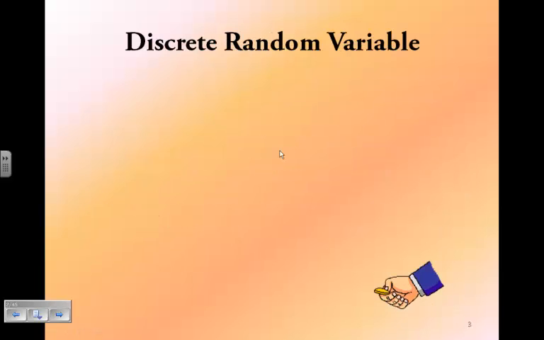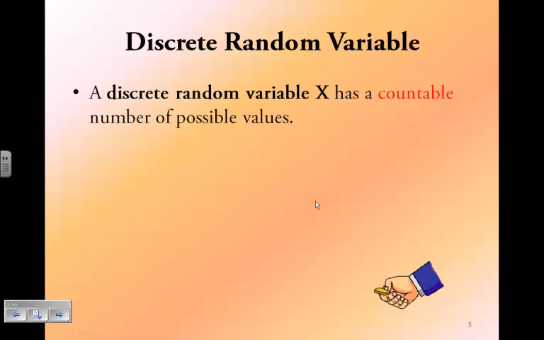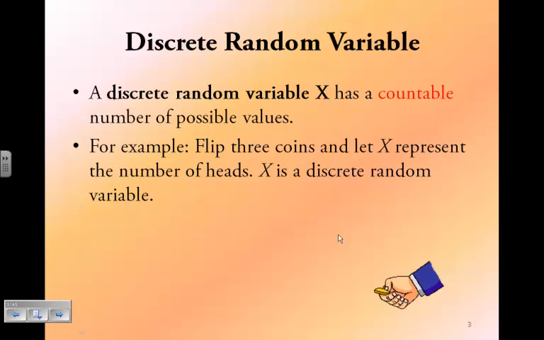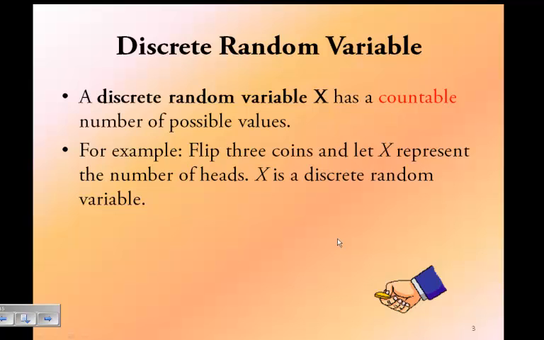Now, there are 2 different types of random variables, as the very first slide said. There are discrete random variables, which we'll talk about first. A discrete random variable has a countable number of possible values. So for example, the coin flips. The coin flips would be a discrete random variable because you can either have 0 heads, 1 head, 2 heads, or 3 heads if you're flipping 3 coins.